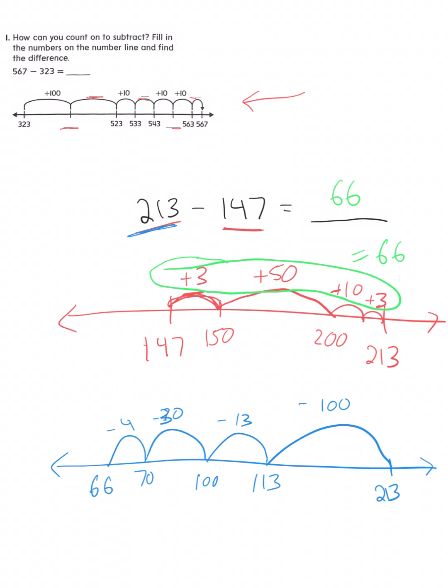What I did here is I made, use another color here, made these numbers equal 147. So I took away 147 from 213. That gets you the same answer, the 66, as figuring out the difference between 147 and 213, or the space between them on the number line.